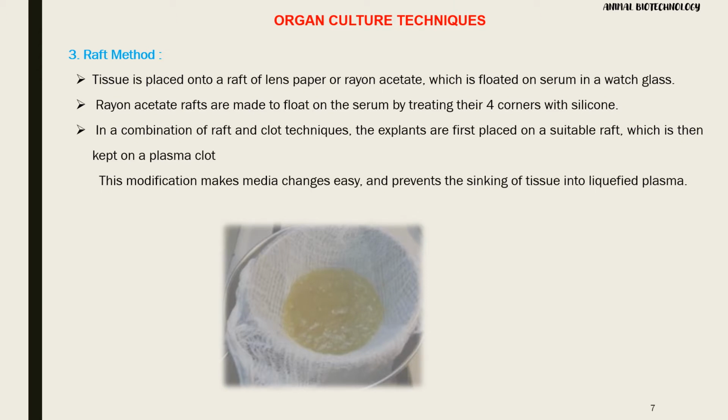The raft method of organ culture. It is a modification of the watch glass method. In this method, first a raft is made of lens paper or rayon acetate, and it is made to float on serum in the watch glass. The explant is placed on the raft. This overcomes certain limitations of the watch glass method, as the media can be changed easily and it prevents the sinking of the tissue into the plasma clot.